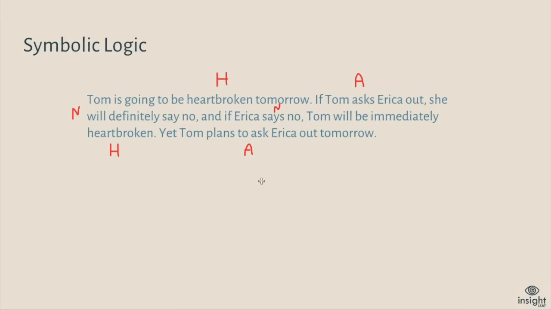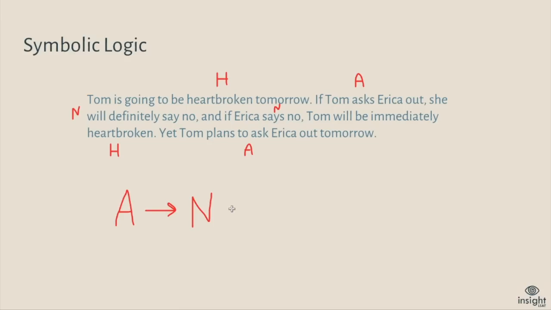Now let's remember the logical structure, and let's go ahead and write this in symbolic logic form. The first part of the logical structure was if Tom asks Erica out, she will definitely say no. So I'm going to represent that as asks out, then no. Okay, and what this here says, if he asks her out, then she'll say no.